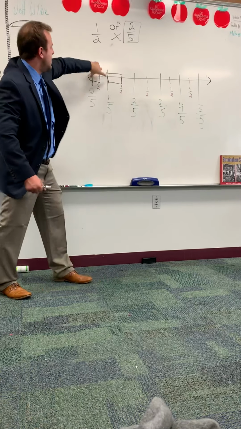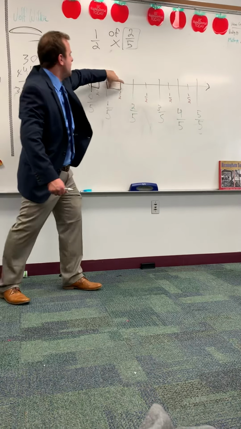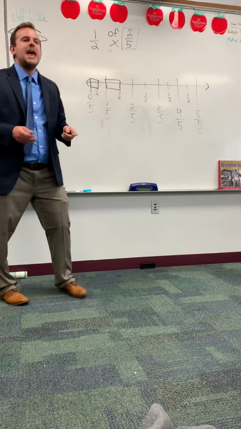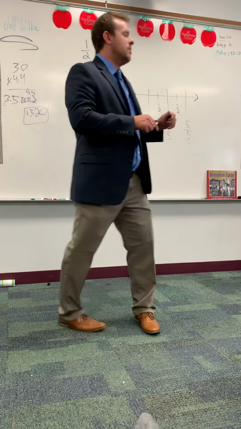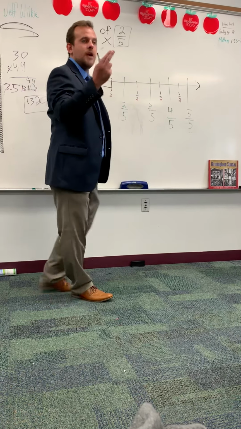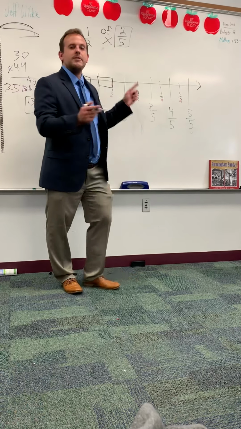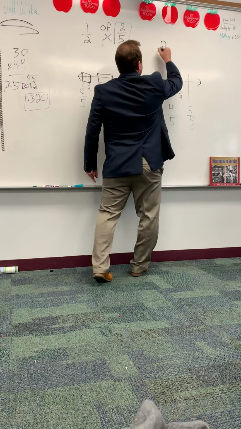So we got our 1st fifth here, our 2nd fifth here. 1/2 of 1/5, 1/2 of the 2nd fifth. How many halves do we have all together? We have 2, right? So that means that the number of boxes is your numerator. So that means our numerator is 2.